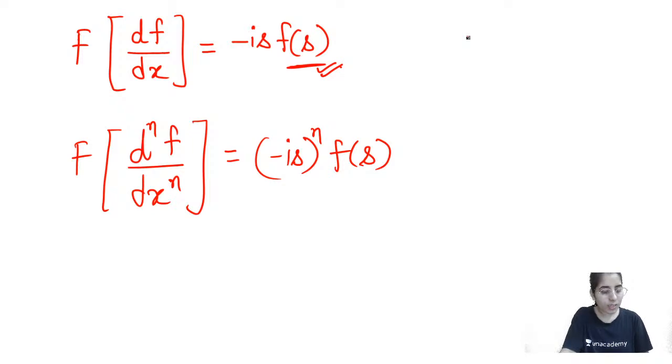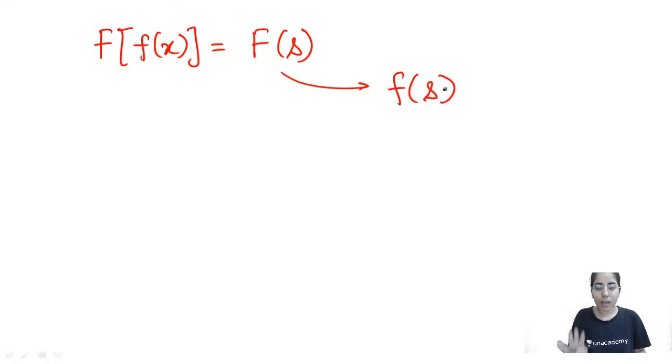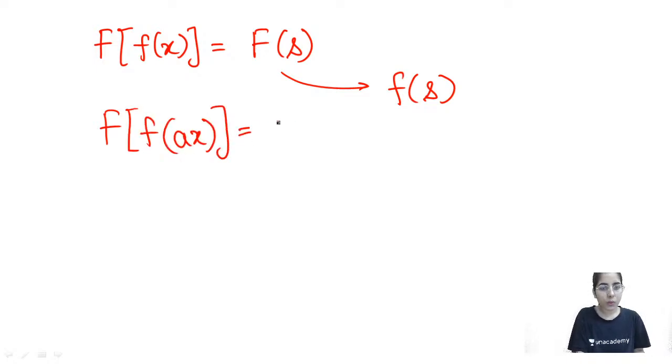Next property, guys, is the change of scale property. If at any time you know the Fourier transform of a given function f(x), let's say that is equal to F(s). Don't get confused between this f(s) or this F(s), you can write it in any way. F(s) just means a function of s. Another thing, if we want to find the Fourier transform of f(ax), clear, you can directly write it.